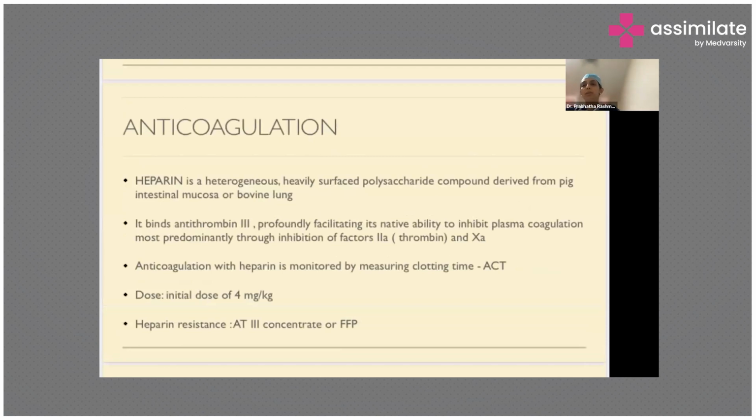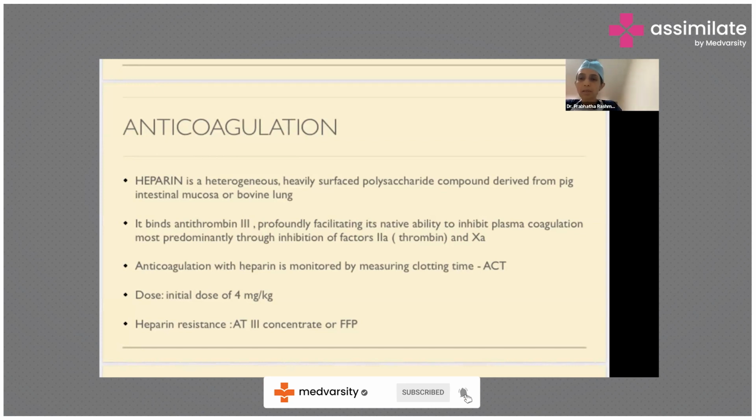Like I said, heparin is what is used, and it binds to antithrombin 3 profoundly. It facilitates the native ability to inhibit the plasma coagulation, and it acts through inhibition of factor 2A, that is thrombin, and 10A. It is monitored by measuring what is called the ACT, that is the clotting time. The initial dose is 4 mg per kg, and we try to achieve an ACT of around 480, which we consider ideal to go on cardiopulmonary bypass. Let's say we fall short of it, then we give additional heparin, but not at 4 mg per kg, but depending upon the ACT achieved.